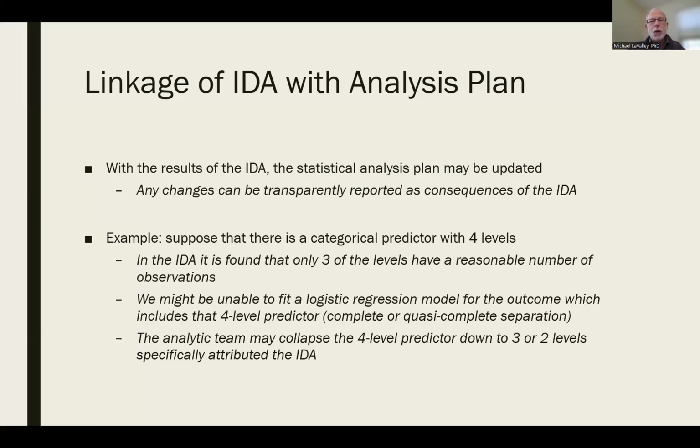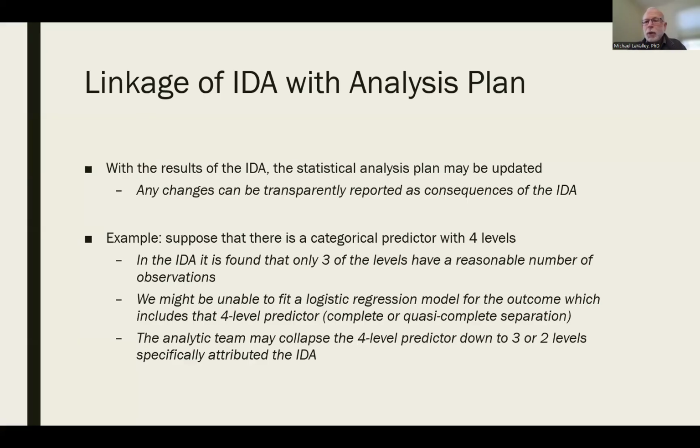Just as a quick example, suppose we have a predictor we're thinking about using that's a categorical factor, it has 4 levels, and as part of the IDA, we look at the frequency of each of the levels, and we see that really only 3 of the levels have a meaningful number of responses. One level is more or less blank.